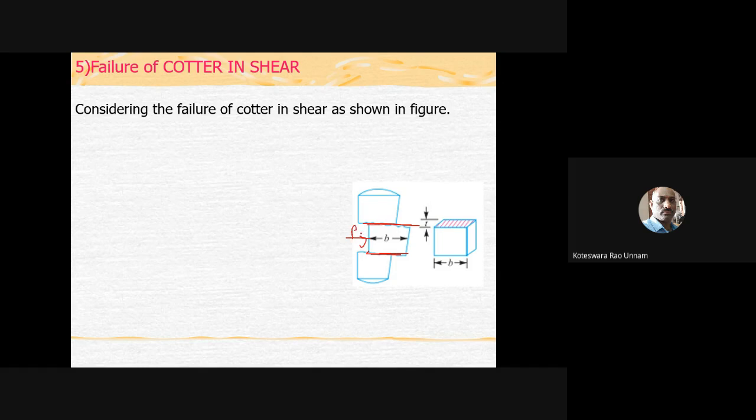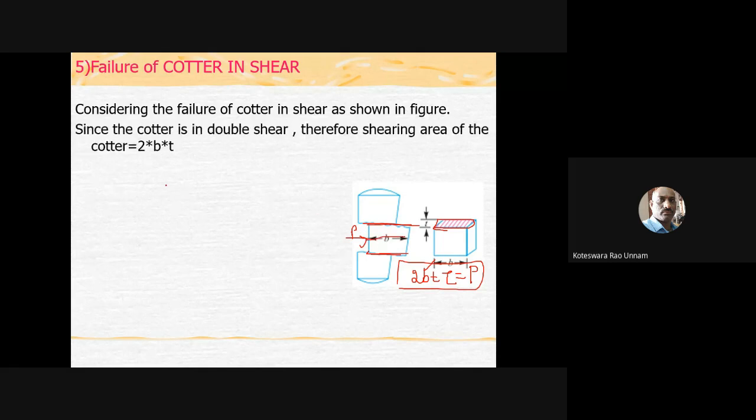So P is divided by the shear area. What is the shear area? This is B and this is T. The area of this rectangle is B into T, but since I have a double shear, I need to take the area as 2 into B into T, multiplied by the allowable shear stress tau. That will give you the shearing load carrying capacity of this cutter. It should be equal to your applied load, which is P. From this, we can calculate the B value. That B is nothing but the mean width of the cutter.